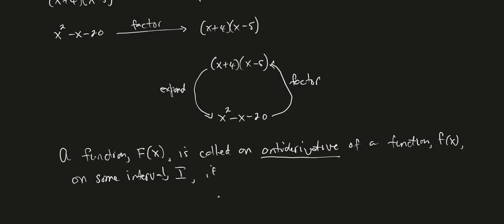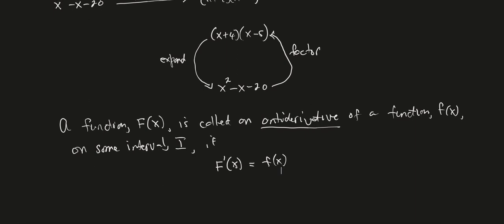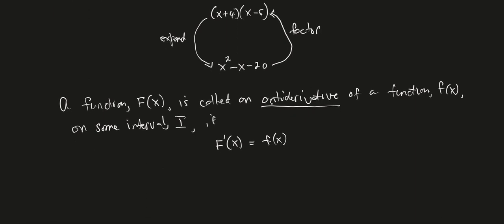if what has to be true? Well, if I differentiate my big F and I get my little f, then we're going to use the word antiderivative to describe the relationship between big F and little f, right? So that's the idea of an antiderivative. It's a function that when we differentiate it, we'll get the function that we're looking for, that which is denoted here little f of x, right?